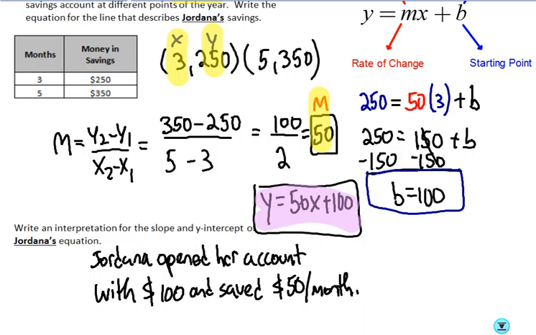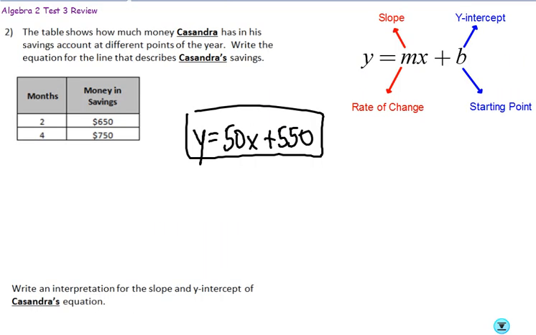Alright, so let's check number 2 on the right side there. You get y equals 50x plus 550. So the interpretation there is that Cassandra starts off with $550 and then she's saving $50 per month. And that amount is increasing, right? We have a positive slope. That's because we're saving more and more money, right? There's more and more money in our account. So our account's not going down, our account's going up. So that's why we have that positive slope there. All right, so that finishes up number 2. Let's go ahead and move on to number 3 and look at the graph.